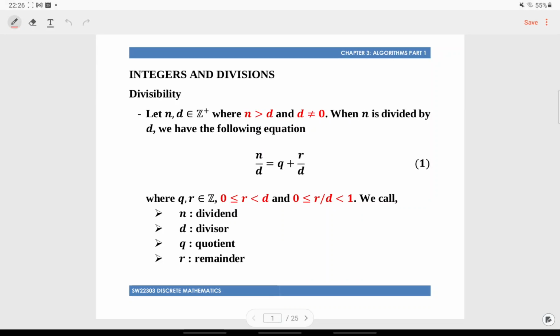class. In today's lecture, we proceed to chapter number 3, which discusses algorithms. We start with this topic, integers and division. Okay, so we start with divisibility.